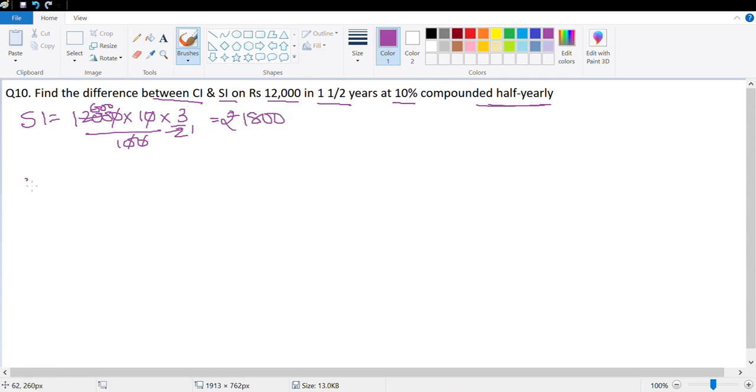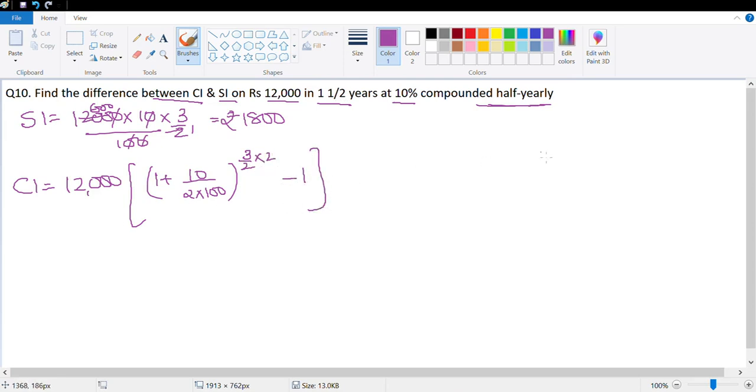Let's calculate the compound interest. Compound interest will be equal to principal times 1 plus r, in this case r is the same throughout, 1 plus r, in this case r is 10, upon this is being compounded half yearly, which means 2 into 100 raised to the power, how many years? 3 by 2 multiplied with 2, and minus 1. So that's the formula. Compound interest is equal to A minus P, which is P times 1 plus R upon 2 into 100 raised to the power N into 2 minus 1. That's the formula that we've used.